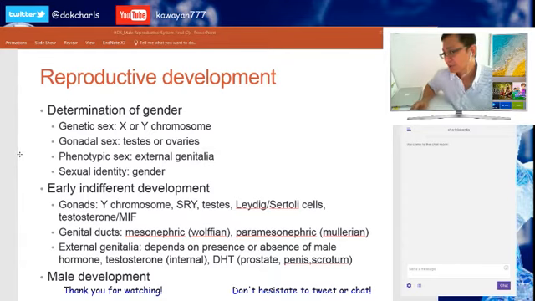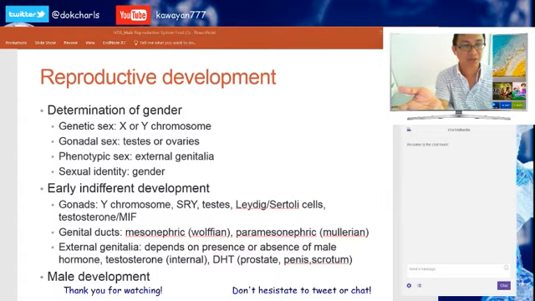So in summary, during the 5th week up to the 7th week, you have your indifferent stage, where the development of the reproductive system will not allow you to predict whether it will become a male or a female. It depends on the activation in the 7th week of your SRY gene, which will lead to the development of either your ovary or your testes.